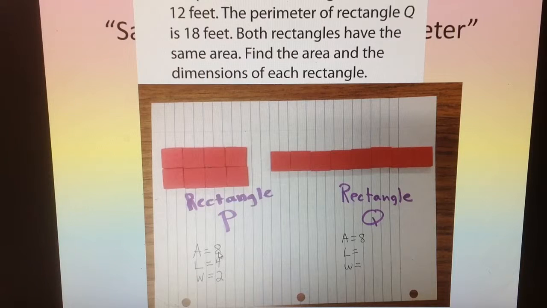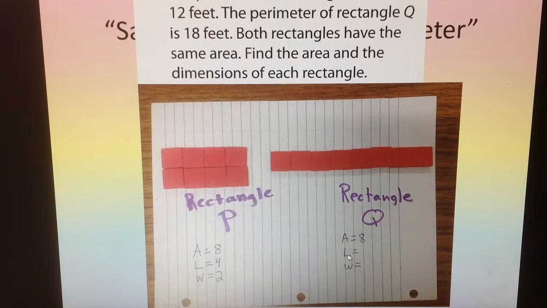The area is 8. The length is 4 because across the top we have 1, 2, 3, 4 for the perimeter. The width is 2 because going down we have 1, 2. Here the area is still 8 because we're using 8 tiles just like we did before.